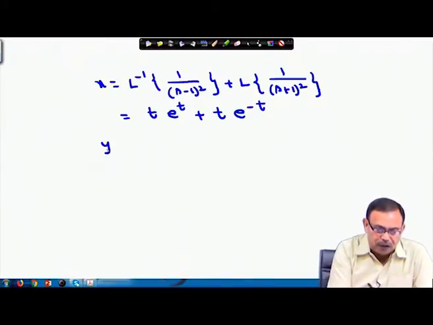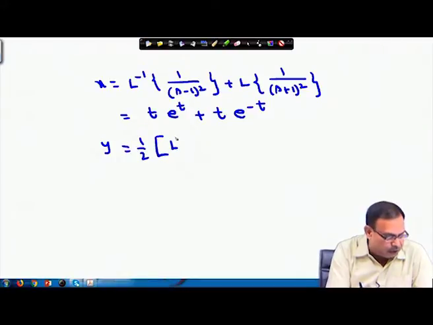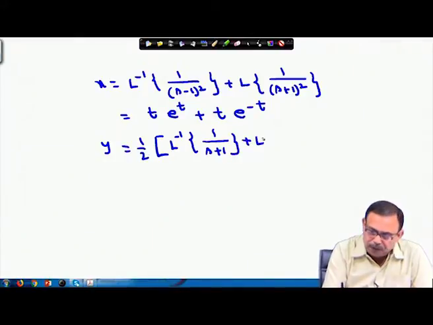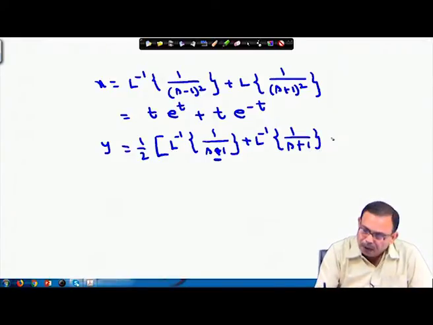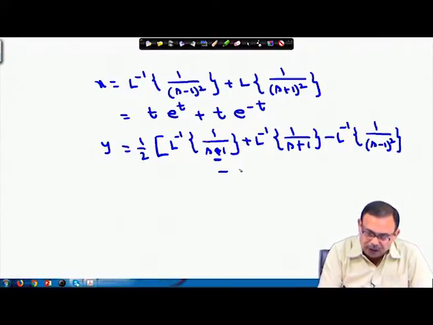Similarly, your y can be written as half into Laplace inverse of 1 by s minus 1 plus Laplace inverse of 1 by s plus 1, sorry, this will be s minus 1, this is 1 by s minus 1, this will be 1 by s plus 1, minus Laplace inverse of 1 by s minus 1 whole square minus Laplace inverse of 1 by s plus 1 whole square.